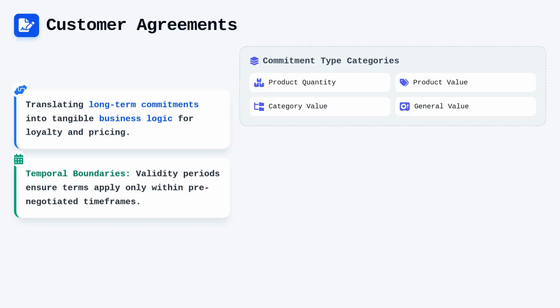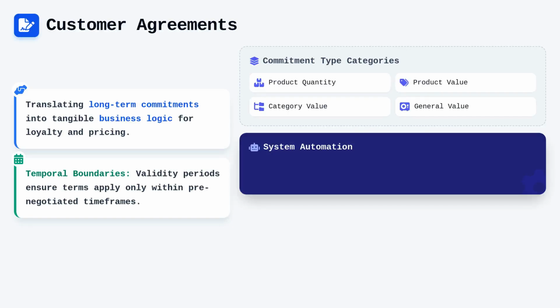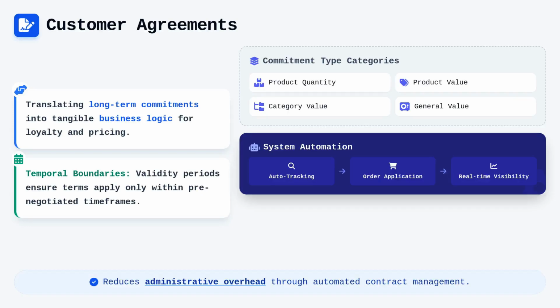The validity period functions as a temporal boundary, ensuring that the contractual terms remain applicable only within the pre-negotiated timeframe. Once established, the system takes on the burden of tracking fulfillment against these agreements, automatically surfacing and applying the negotiated terms to subsequent sales orders. This provides stakeholders with real-time visibility into the remaining balance of commitments, reducing the administrative overhead typically associated with manual contract management.